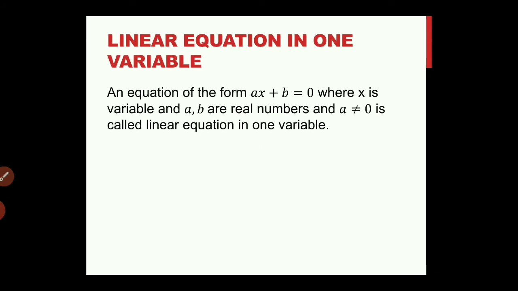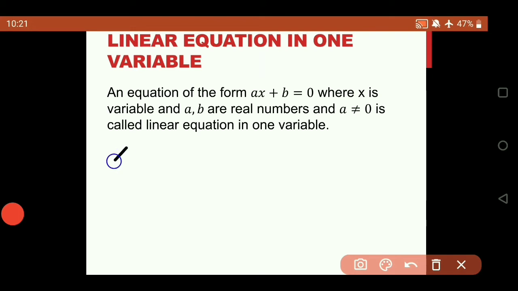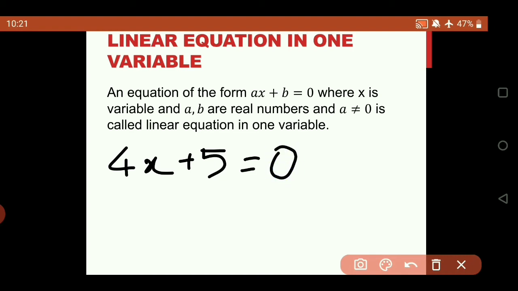Any equation in which there is one and only one variable, and whose degree is 1, is known as a linear equation in one variable. For example, if I write 4x plus 5 is equal to 0, then this equation is known as a linear equation in one variable, because the variable present in it is x, and also its degree is 1. So it is known as a linear equation in one variable.